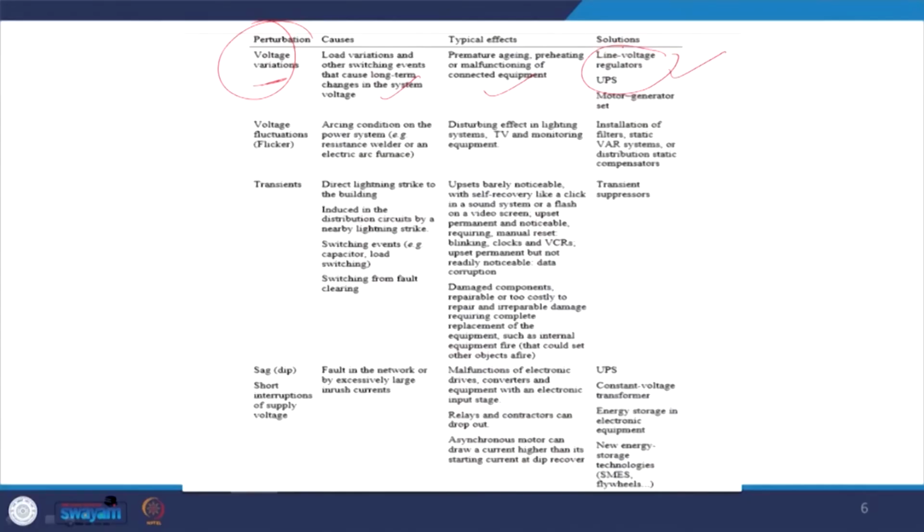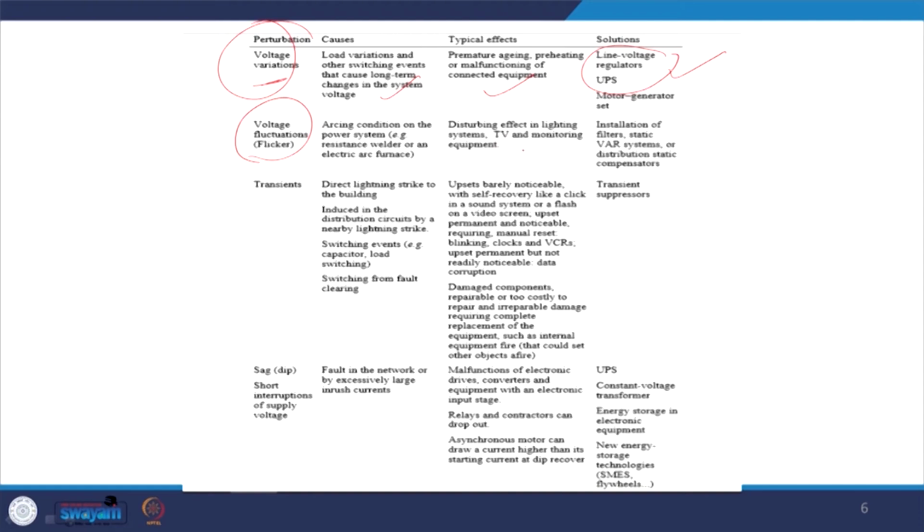To overcome that, we require the sensitive instrument to be provided with the line voltage regulator, UPS, or motor generator set, so that it can give you clean power to the motor. Voltage fluctuations or flickers, arcing conditions on the power system, resistance welding or the electrical arc furnace, they are making some welding somewhere. Then what will happen? The disturbing effect in the lighting system, like when you are projecting, there will be flickers.